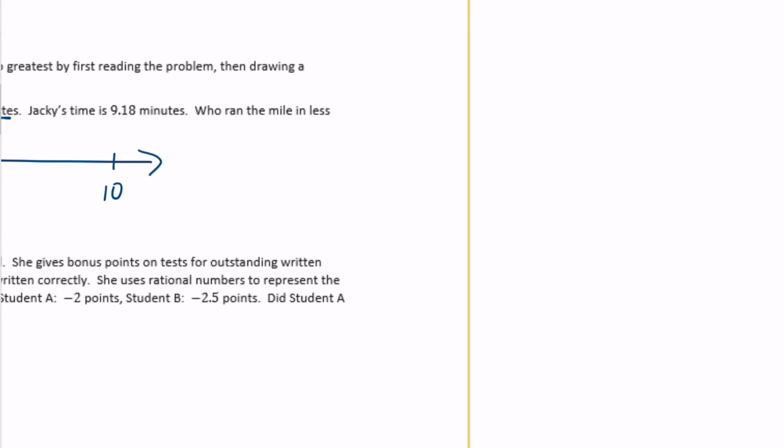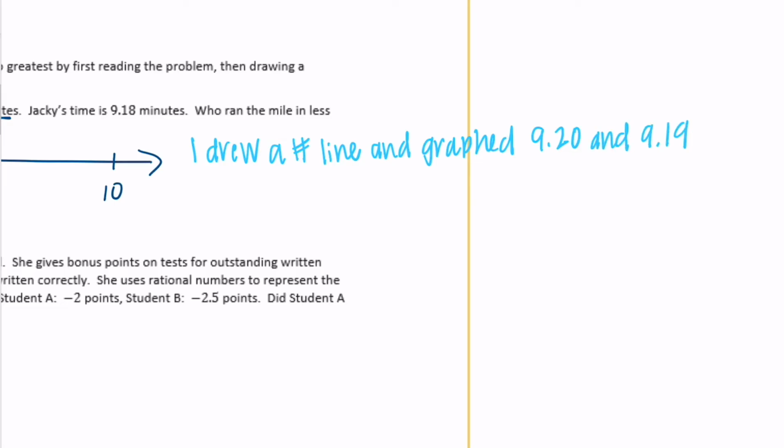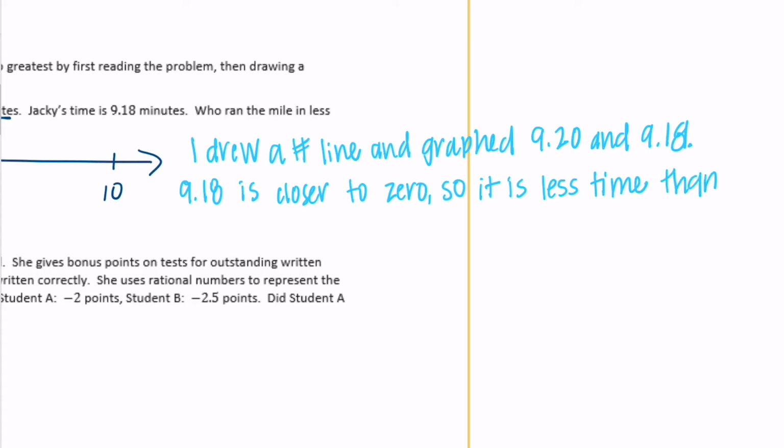So let's say I drew a number line and graphed 9 and 20/100 and 9 and 18/100. 9 and 18/100 is closer to 0, so it is less than 9 and 20/100.